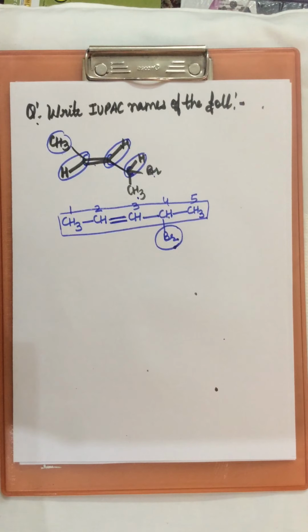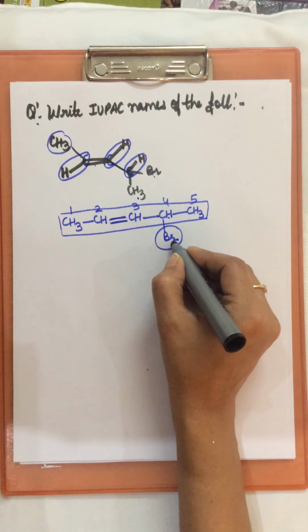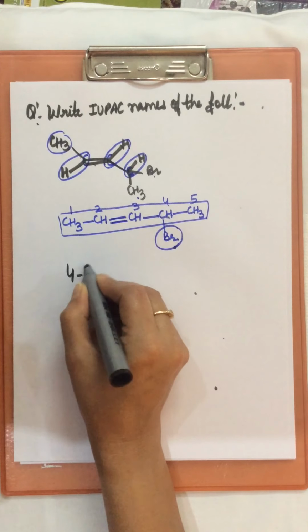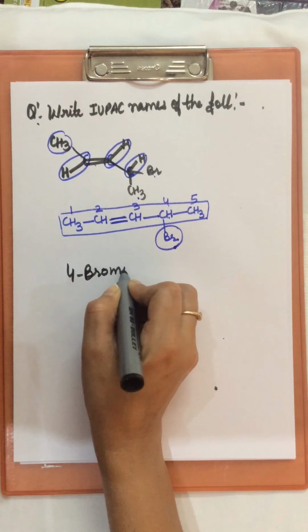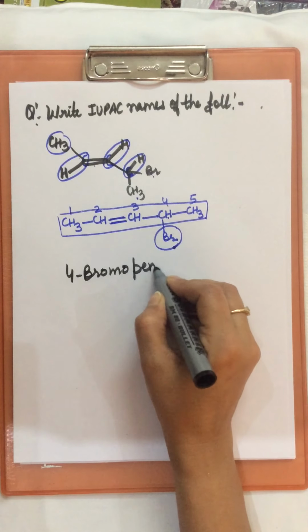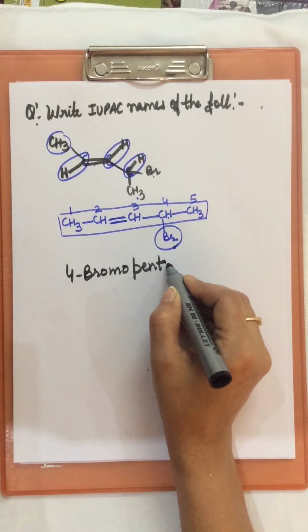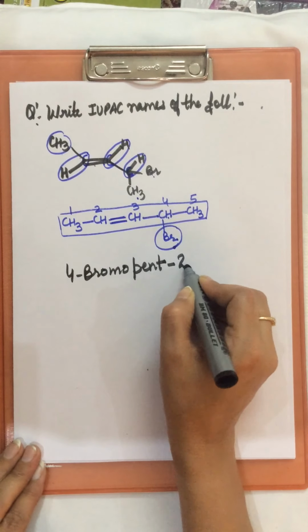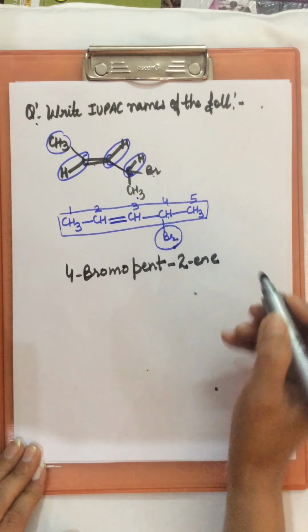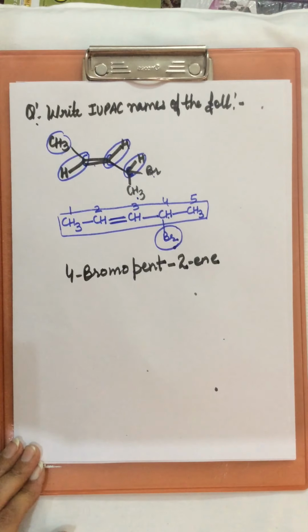The name of this compound now is, first is the name of a substituent linking with the fourth carbon. So this becomes 4-bromo. Now chain, how many carbon atoms are here? 5, so pent. Then double bond with second carbon atom, so pent-2-ene. This is the IUPAC name of this compound.